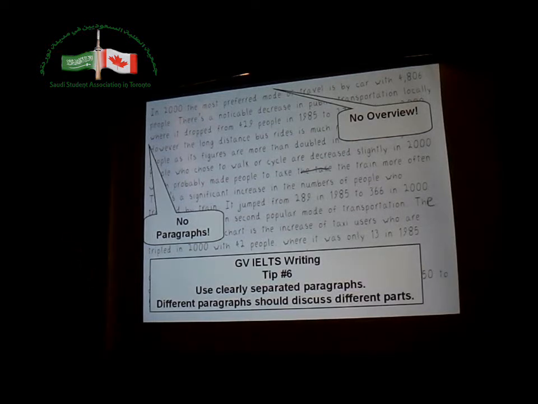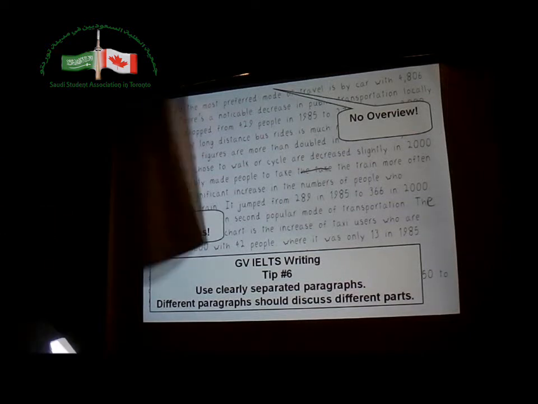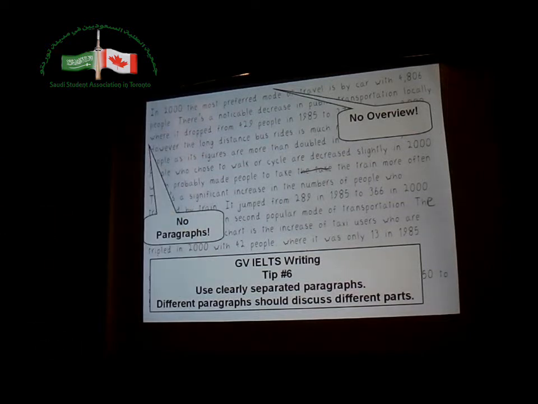Remember that the IELTS score is asking right here. There's one that says clear progression. Okay? What it means is you go step by step by step. They want to see you talk about different things in different parts of your writing.